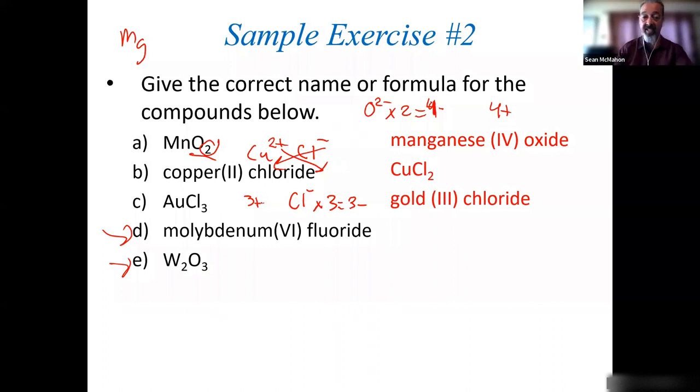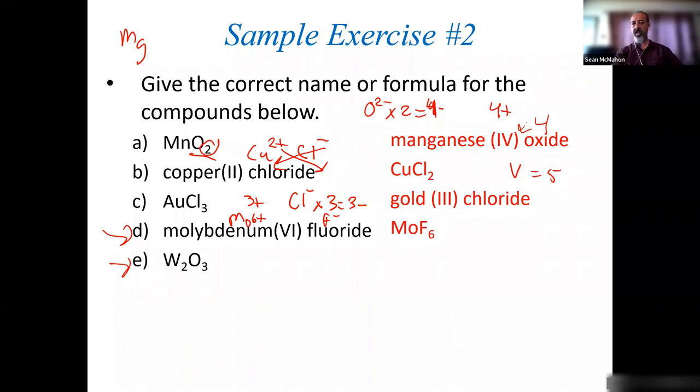Molybdenum 6, that's a 6, okay? So this would be 5, right? V, Roman numeral 5. This is 4. And now the one after that is 6. So this is molybdenum, which is Mo, and it's a 6 plus charge. And then I got fluoride, which is -1, so it's MoF6. Yep. I like it a lot.